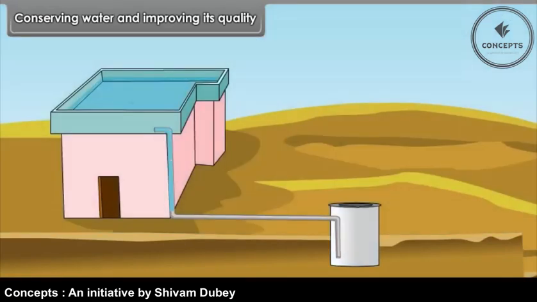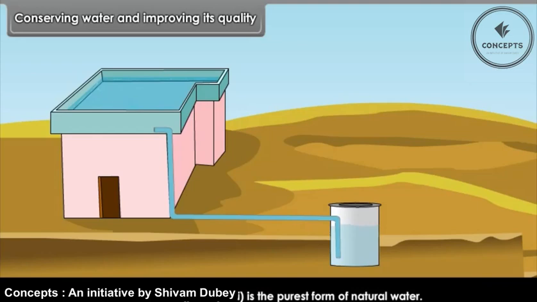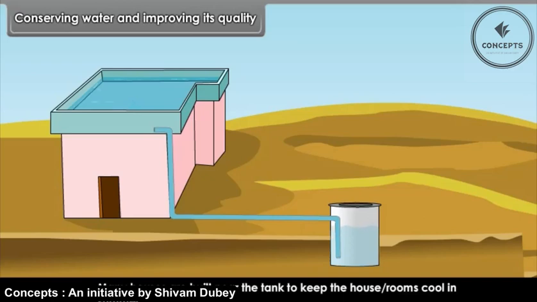Rainwater harvesting. Methods for keeping the rainwater in reserves are termed as rainwater harvesting. Do you know? Rainwater can be stored in the tank for 3 to 5 years, making it a regular source of drinking water. Rainwater, paalar paani, is the purest form of natural water. It is often used to cure ailments of sick people. Many houses are built near the tank to keep the house or rooms cool in summer.